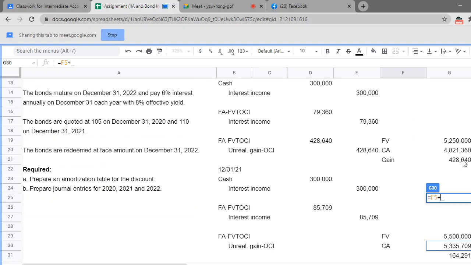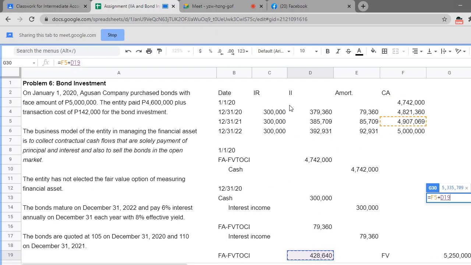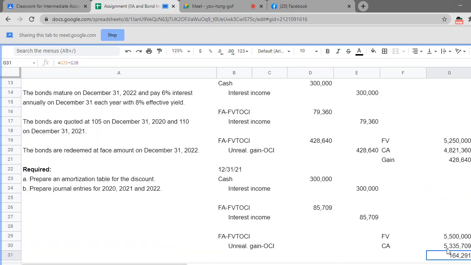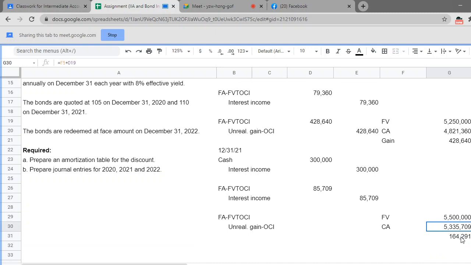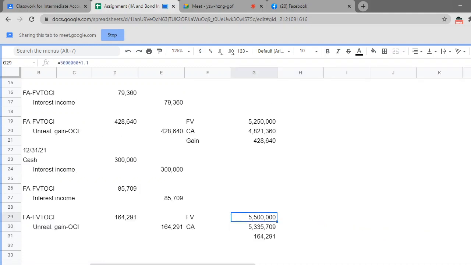Kani. Okay? The 428,640. Because eventually, ato siyang gi-add. Ayan, gi-debit nato. So, therefore, ato dapat nang i-consider sa carrying amount. Because wala yan dito sa table of amortization natin. Wala kang makikitang change of fair value dyan. Okay? Kaya, let's include it. So, ganun pa rin naman. 5.335709 and that will yield to 164,291 change. Is it gain? Yes. 5.3 tapos ni Saka og 5.5.